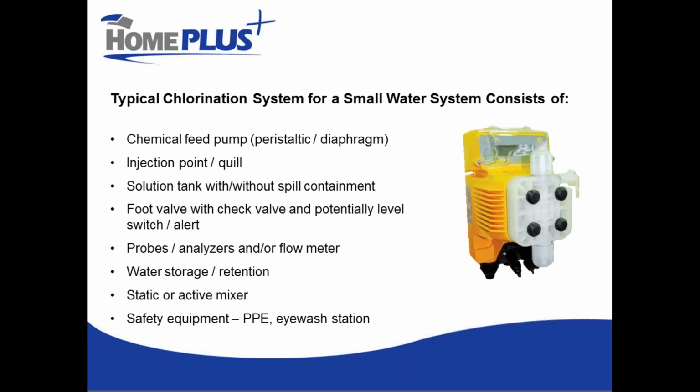We have something called an injection point or quill. That's the actual point where the chlorine is injected into your water line. And that injection point will have a check valve in it usually, or a check valve associated with it, to prevent pressurized water from your system from flowing backwards through the chlorination system. If there is ever a pressure differential that allowed for that to occur, that little check valve would prevent it.